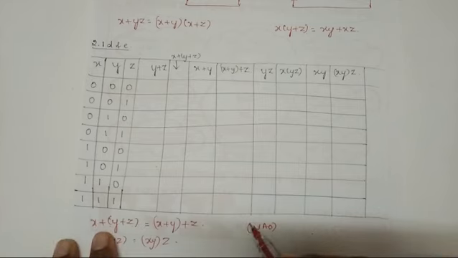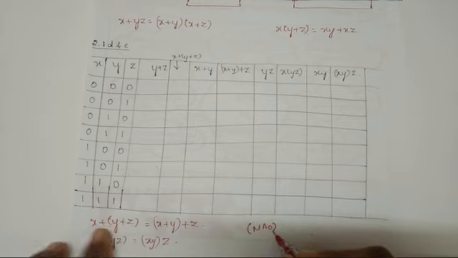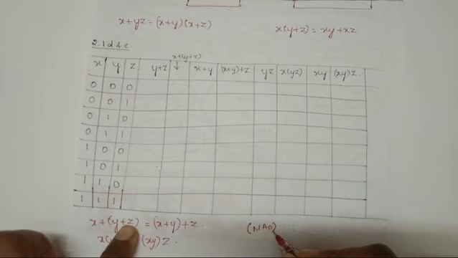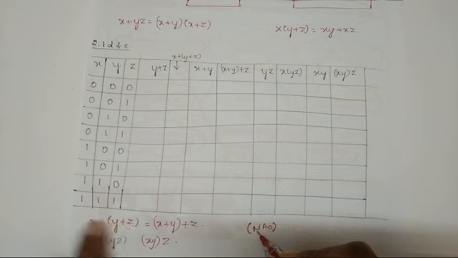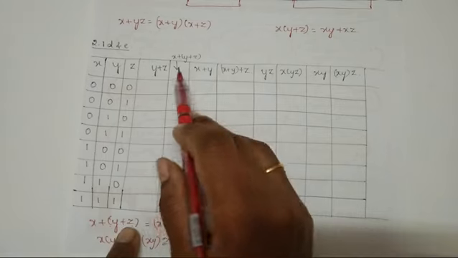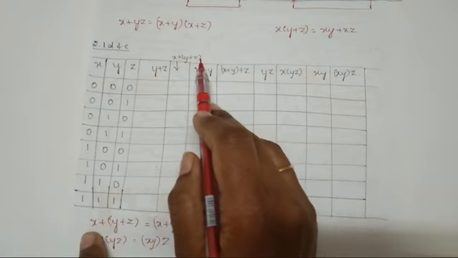Okay, in this expression, always look for the parenthesis. Is there any parenthesis? Yes, the contents in the parenthesis must be evaluated first. So y plus z, fine. Is there any NOT gate? No. Is there any AND gate? No. Is there any OR gate? Yes. So go for the OR operation, that is x plus (y plus z).